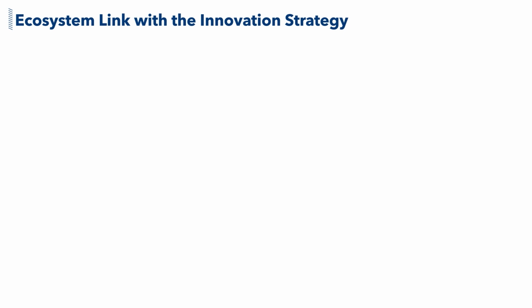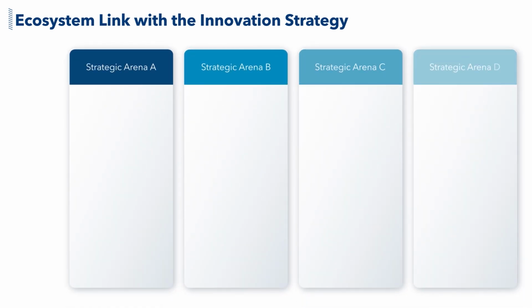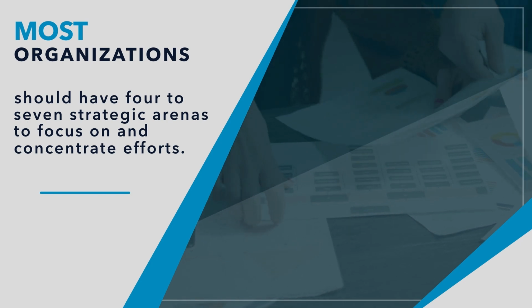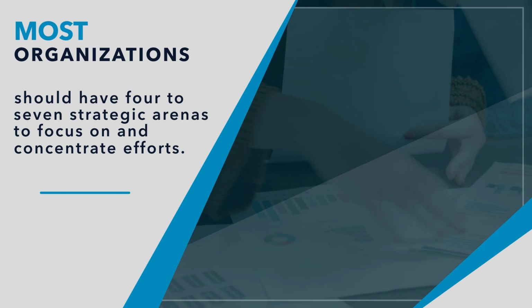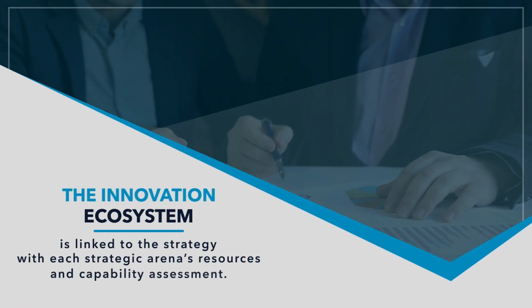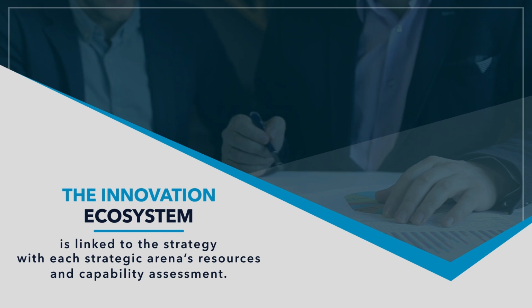The innovation strategy helps determine where you want to focus your innovation effort, namely strategic arenas, and what you want to accomplish by defining your vision for each of them. Most organizations should have 4 to 7 strategic arenas to focus on and concentrate efforts. The innovation ecosystem is linked to the strategy with each strategic arena's resources and capability assessment.